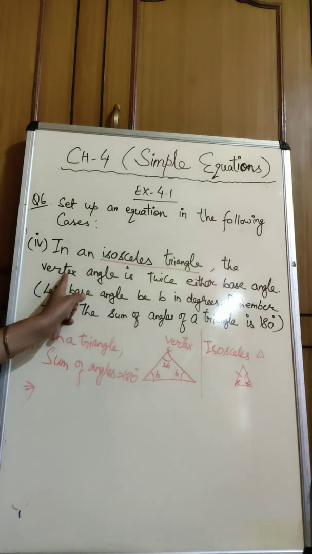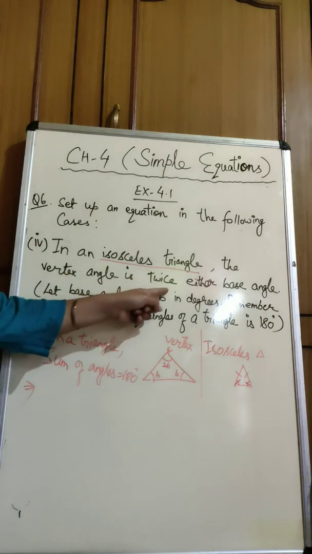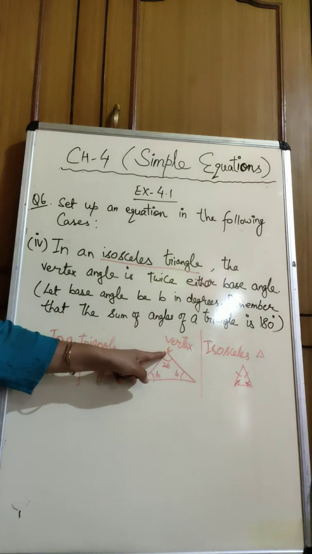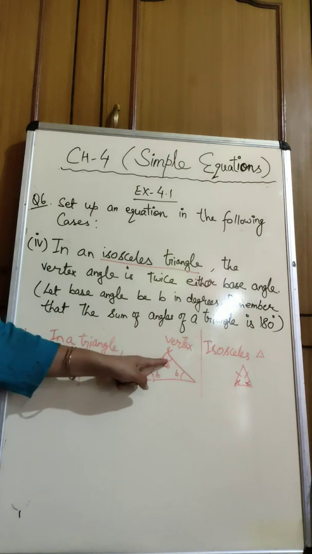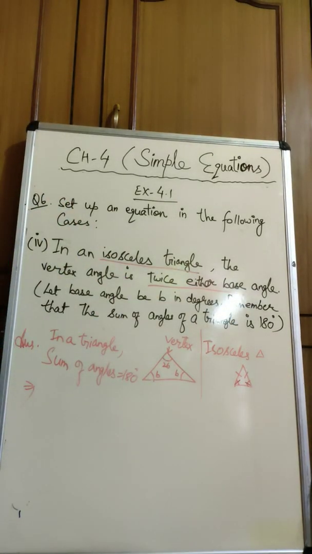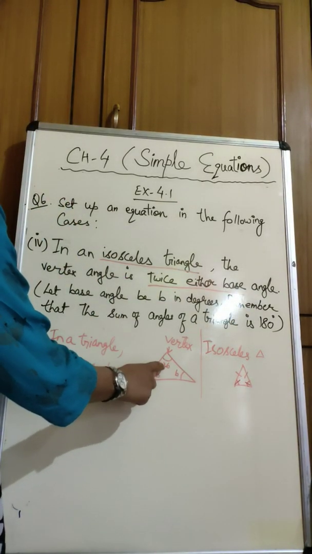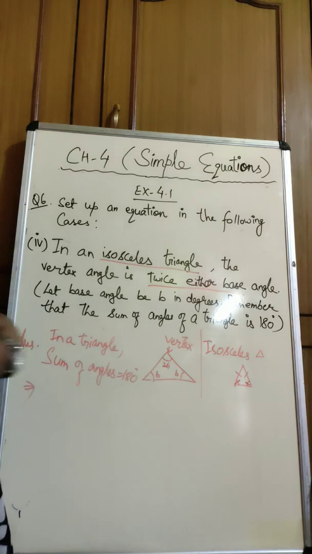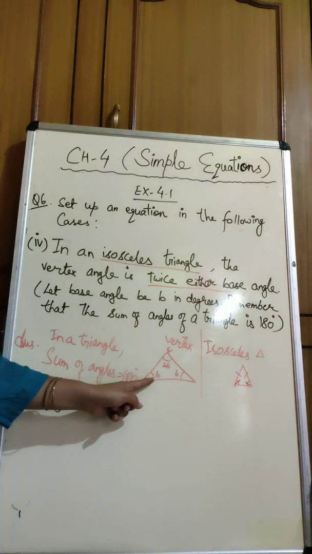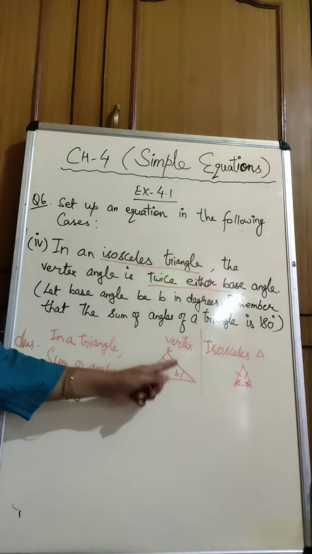So what is written here? The vertex angle is twice the base angle. If the base angle is B, then this vertex angle will be twice the base angle. So if this is B, this vertex angle will be 2B. So the vertex angle is 2B and the base angles are B, B each.